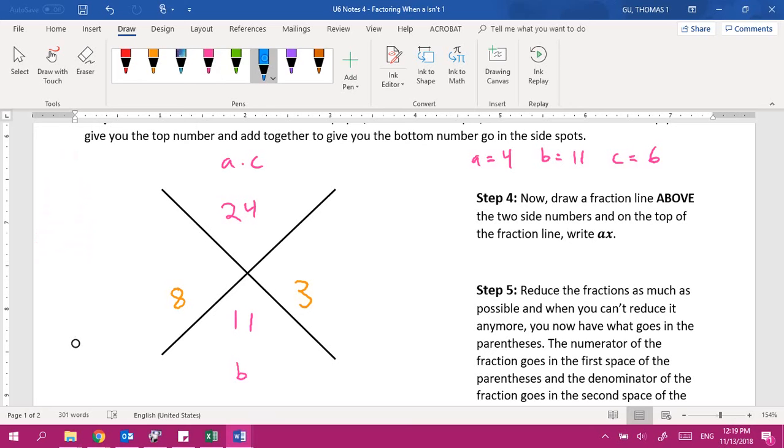Our next step now, if you read step 4, we're going to draw a fraction line above these two numbers. Got to hold on until the end. You're going to see the math of it all, the wonder. So you draw a fraction line over both of those, and then on top of that fraction line, you're going to write a times x. So what is a? 4. So we're going to write 4x, your a value, x. So it's 4x on top of both.